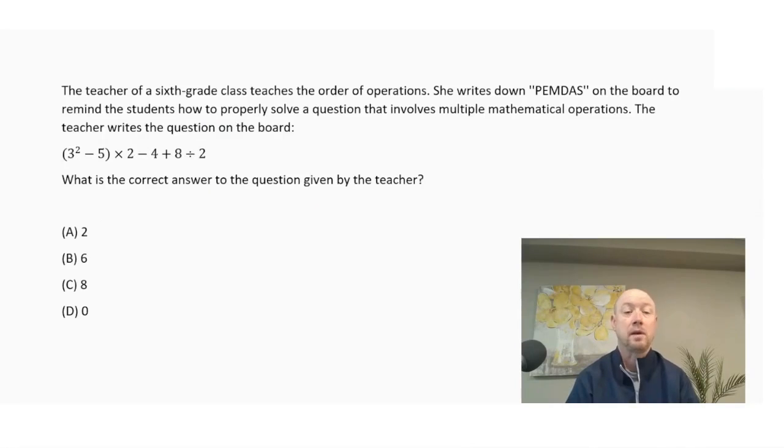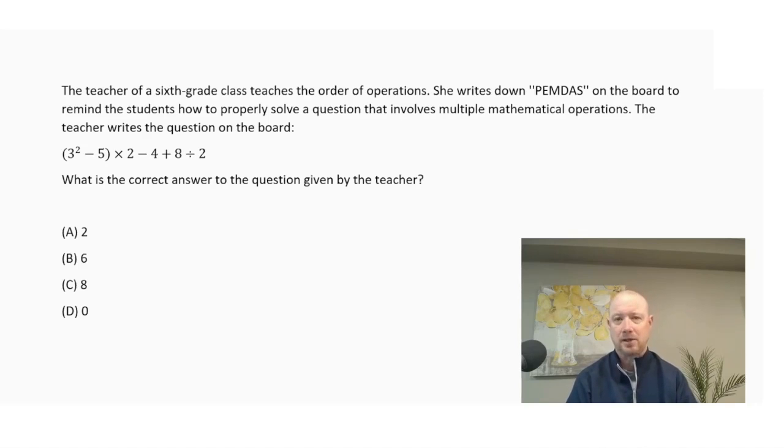The teacher of a 6th grade class teaches the order of operations. She writes down PEMDAS on the board to remind the students how to properly solve a question that involves multiple mathematical operations. The teacher writes the question on the board: the quantity 3 squared minus 5 times 2 minus 4 plus 8 divided by 2. What is the correct answer to the question given by the teacher? Is it A, 2, B, 6, C, 8, or D, 0?